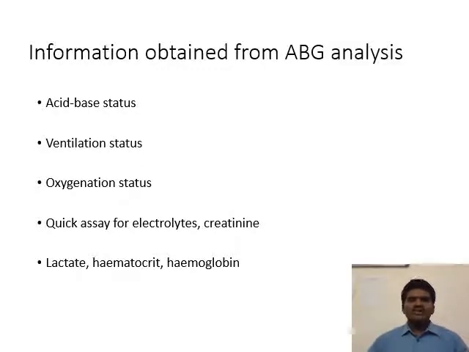What is the information obtained by doing an ABG analysis? It's not only the acid-base status in the body. You can estimate ventilatory status, that is carbon dioxide removal, and oxygenation status by arterial oxygen concentration. It helps you quickly assess electrolytes and creatinine. It also gives you lactate, hematocrit, and hemoglobin.